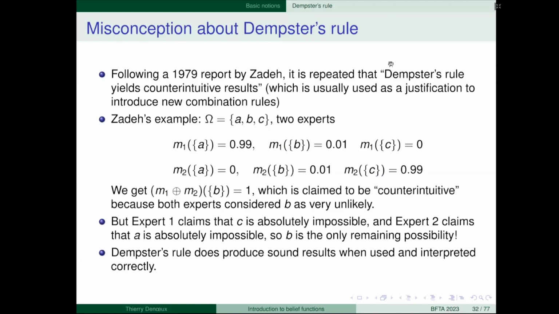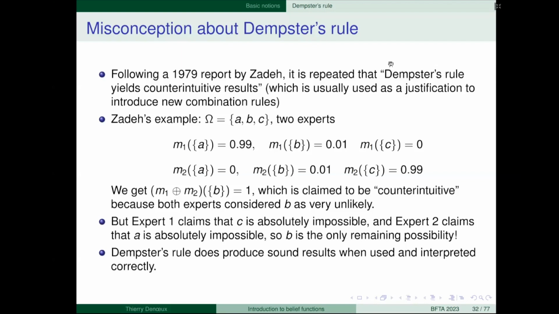What was Zadeh's example? Zadeh's example takes a case where, I don't remember, maybe it was 3 diseases. Assume you have 3 diseases, A, B, and C, and 2 medical doctors, okay? The first one gives you a mass function like this, with a mass 0.99 on A, 0.01 on B, and 0 on C. It means that expert 1 considers that C is absolutely impossible, because the mass is 0. Okay, this is very important in the story. Expert 1 tells you that C is impossible, and A is much more supported or likely than B. Expert 2 tells you that A is absolutely impossible, and expert 2 believes that C is much more supported by the evidence than B.